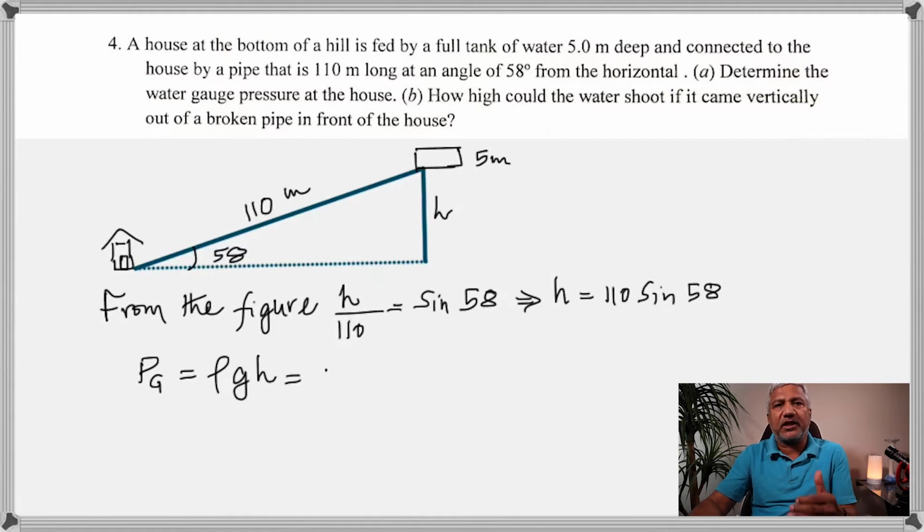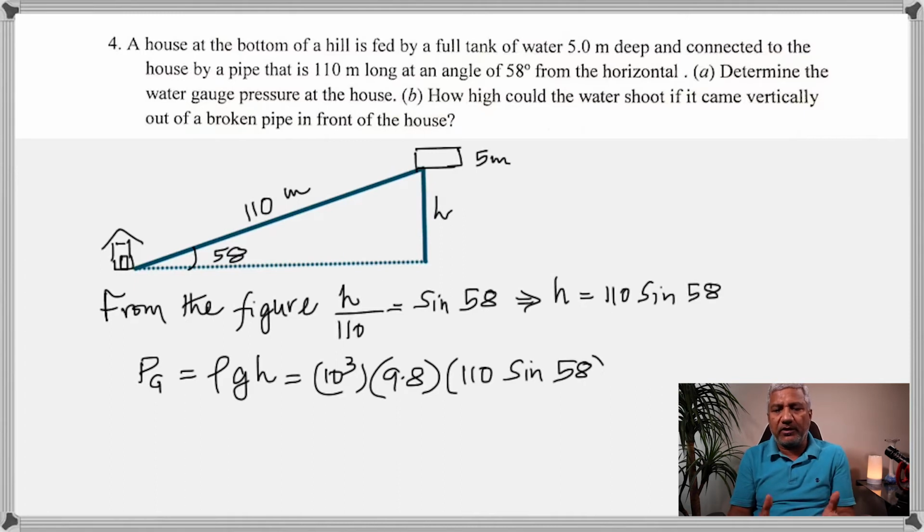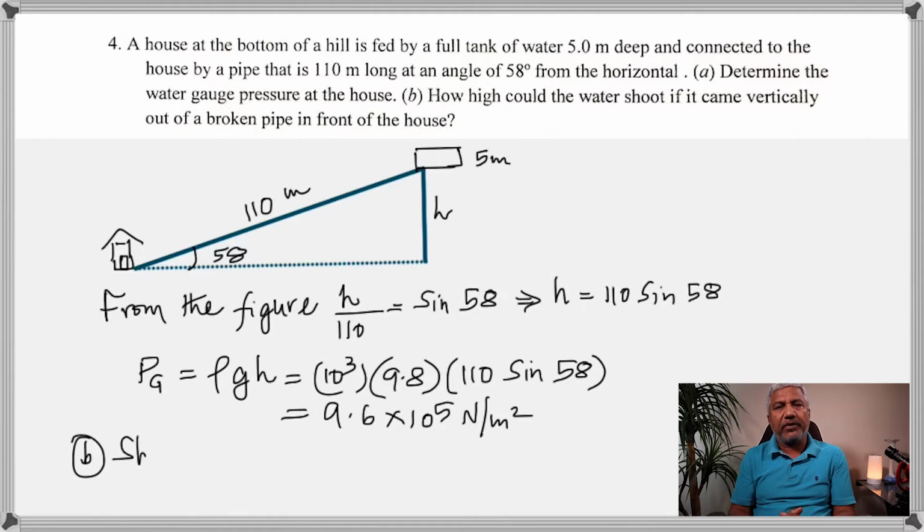Gauge pressure is otherwise the hydrostatic pressure, which is rho g h or h rho g, as you may. Put in the values and calculate the gauge pressure. It's as simple as that. So that gives us 9.6 times 10 to the 5 Newton per meter squared, or pascals.